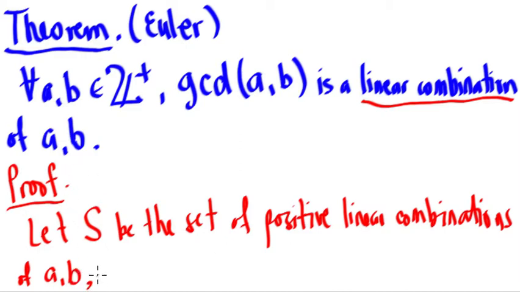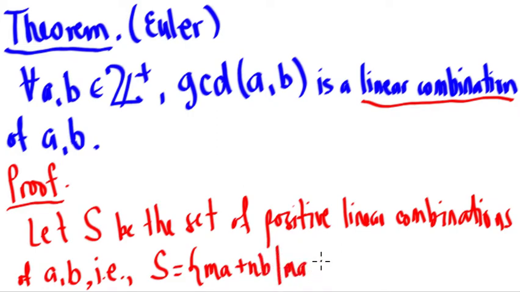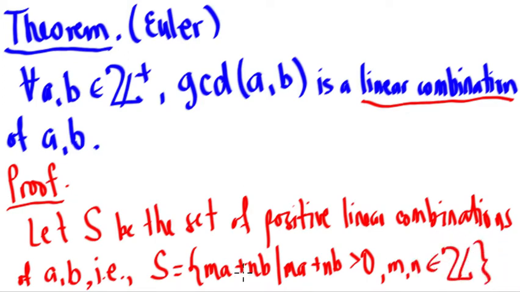That is, we say that S is equal to the set of MA plus NB such that MA plus NB is greater than 0, and that M and N are in the integers. So we have MA and NB. We imagine M and N as the multiples that we multiply to get the multiples of A and B, and we say that it's strictly greater than 0, and that they are integers.